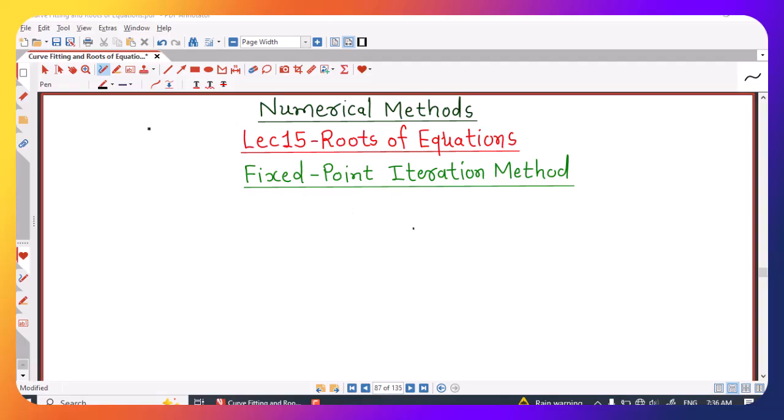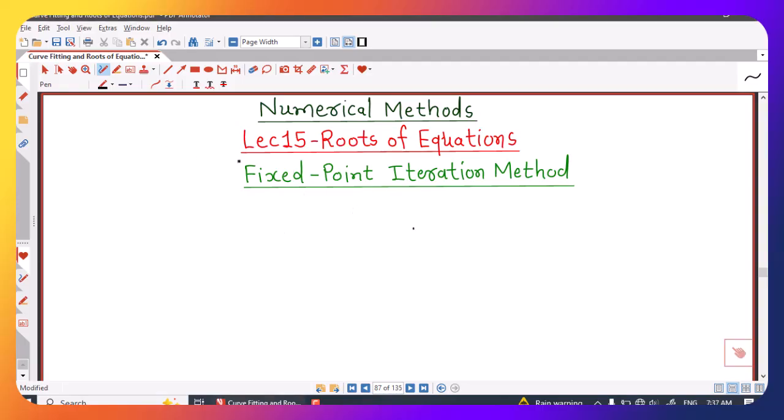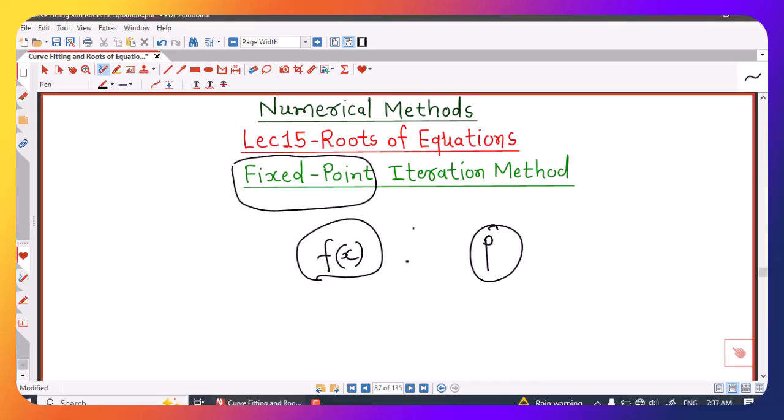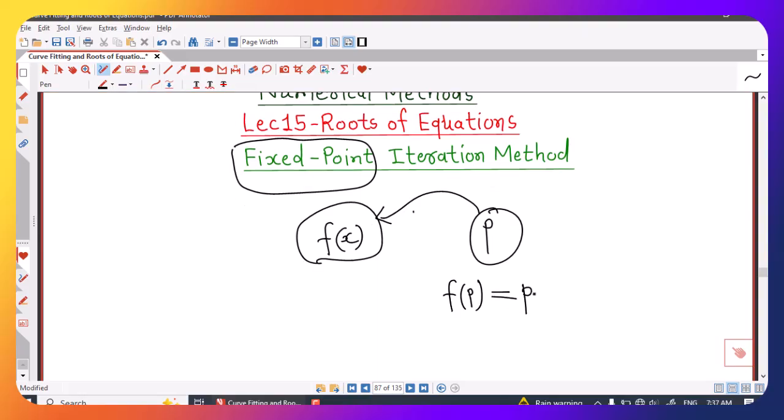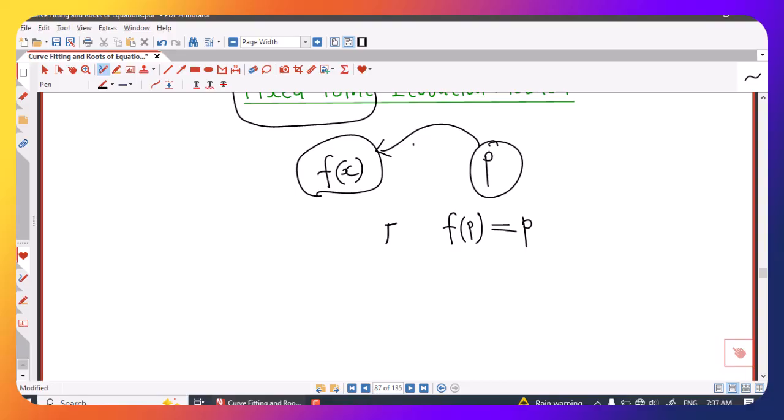Before discussing this method, first we understand the meaning of this fixed point. Suppose we are given some function, say f of x, then some real number p is called a fixed point of this function f if the value of the function at this point p is equal to that point itself. If f of p equals p, then this p is called a fixed point of the function f.